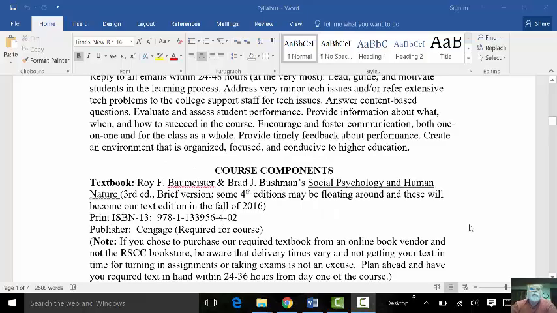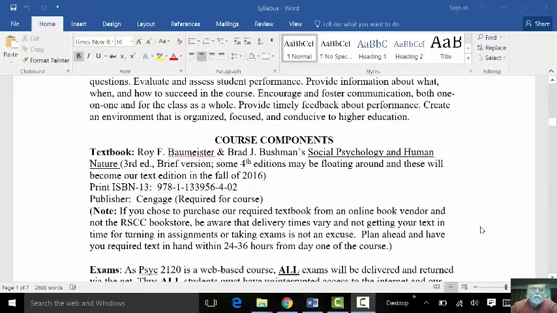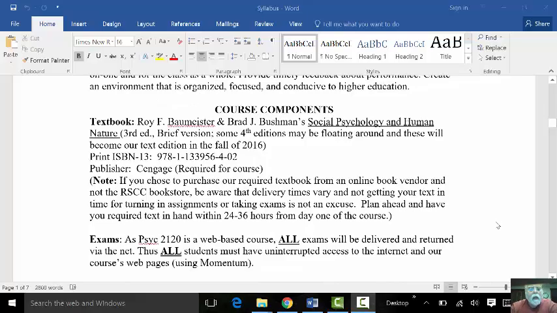Course components is Baumeister and Bushman's Social Psychology and Human Nature. We use this summer the 3rd edition, it's a brief edition. There may be some 4th editions floating around because they've been out for about a semester. So there may be some, and if you have one of those 4th ones, don't worry about it. You certainly can use it.